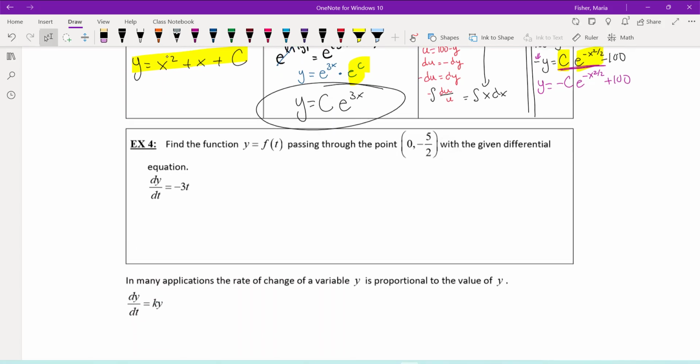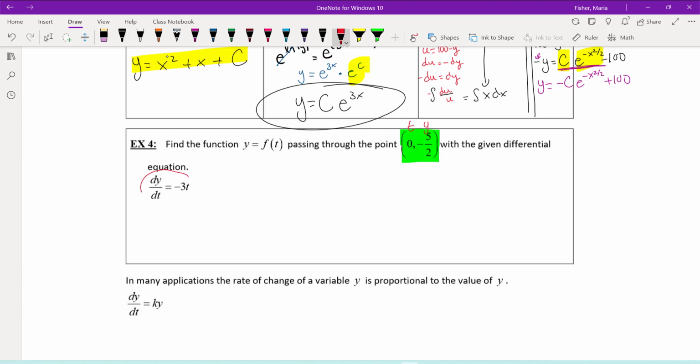Let's look at number 4. Number 4 is asking us to find the function y equals f of t passing through the point 0, negative 5 halves with a given differential equation dy dt is equal to negative 3t. Now the difference between number 4 and numbers 1, 2, and 3 is that this time we're given a point on the original function. Since we're given a point on the original function, and this point is t equals 0, y equals negative 5 halves, we have enough information to solve for c once we solve our differential equation.